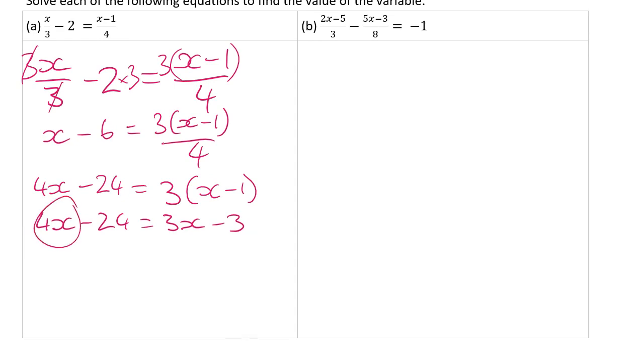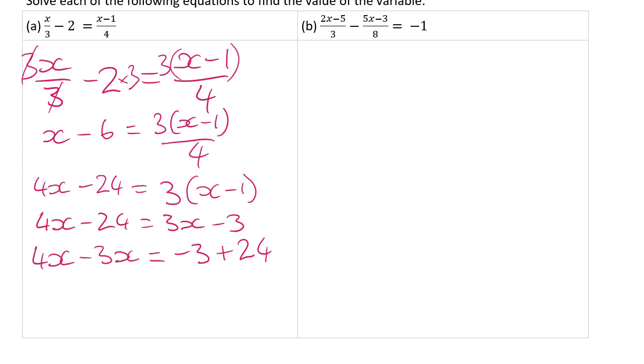Again, the bigger coefficient of x is on the left, so I'm going to move this positive 3x to the left side where it's going to become negative. So I'm going to have 4x minus 3x, and I'm going to move this negative 24 over to the right-hand side where it's going to become positive. So 4x minus 3x equals now negative 3 plus 24, because it was negative here, and now it's positive here because it's on the other side.